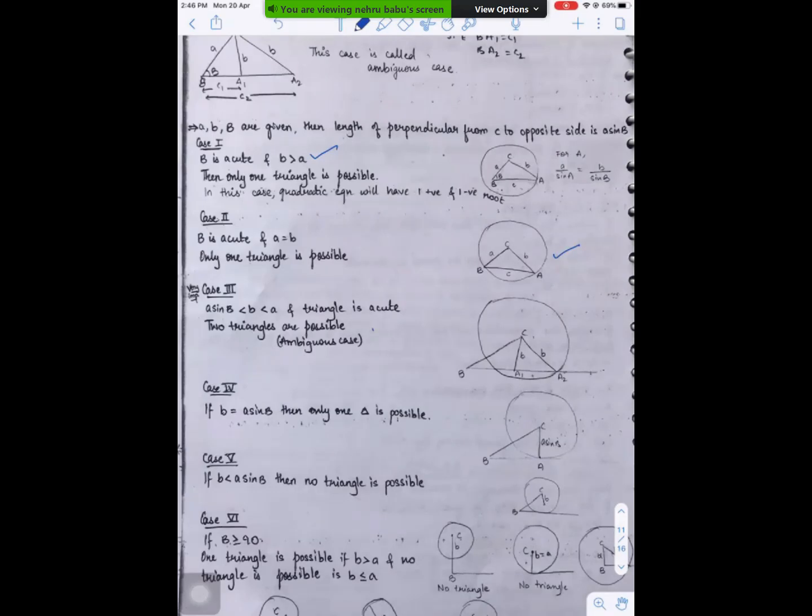And in which case you will get two triangles is this case. B is acute and b is less than a. So you'll get a figure like this. You get one triangle with this b side, a side, c side. One more triangle is this extra part. So here everything is based on the discriminant results only. And for b equal to a sin B, you will get this result, only one triangle.